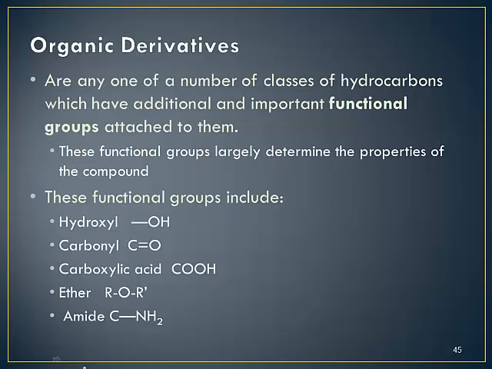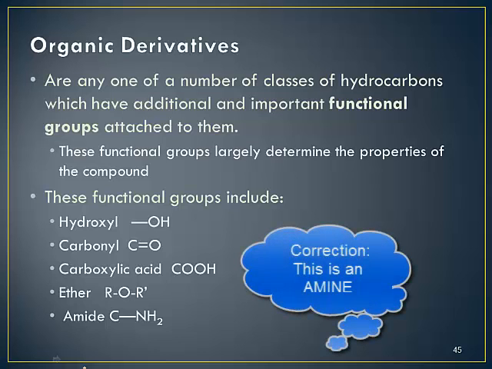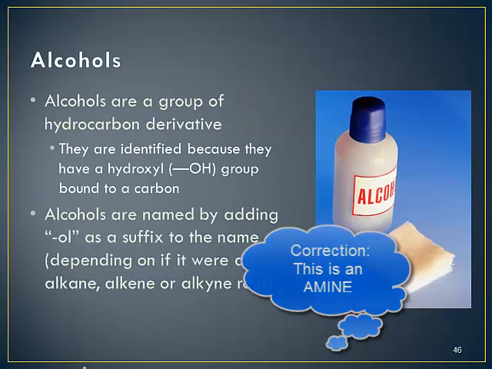The functional groups may include any of the following: a hydroxyl group, which is an OH group attached off of the carbon chain; a carbonyl group, a C in the chain double bonded to an O; a carboxylic acid, where you have a terminal or an end carbon, which is double bonded to an O, and as well bonded to an OH group; an ether, where you have an oxygen joining two individual chains, which may or may not be the same length; and an amide, which has an NH2 group at the end.